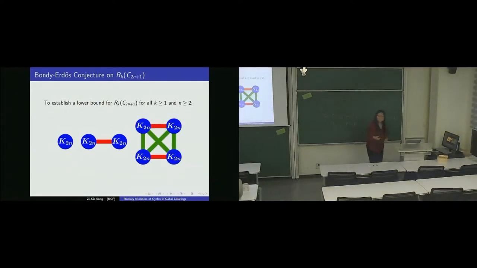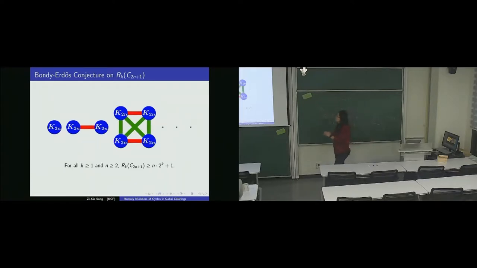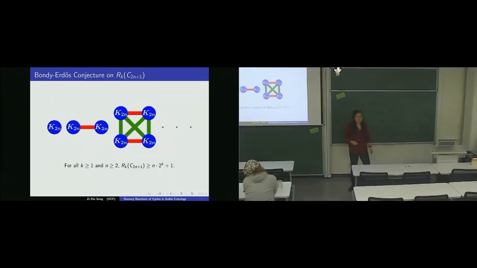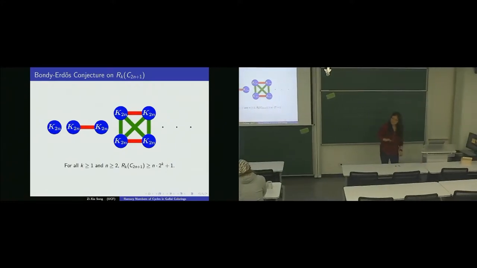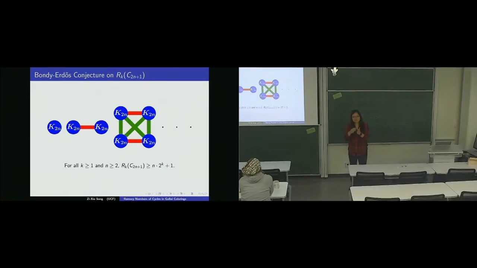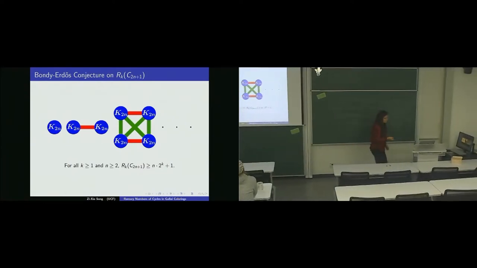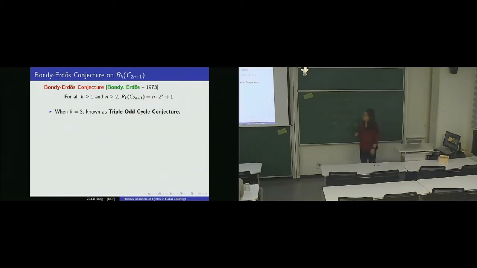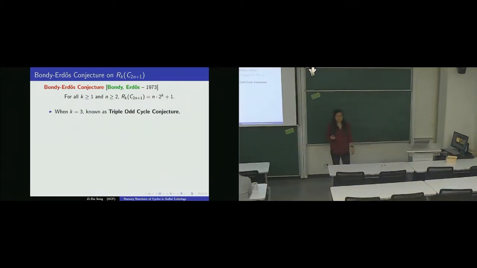And for three colors, you do the same. Take two copies of the one you constructed, and color all the edges running between. Because it's bipartite, this is the best thing you can do. You can keep going this way. You find your lower bound. This construction is due to Bondy and Erdős. In their paper, you only see three colors, but the same idea follows here. And they conjectured this lower bound is the right number.